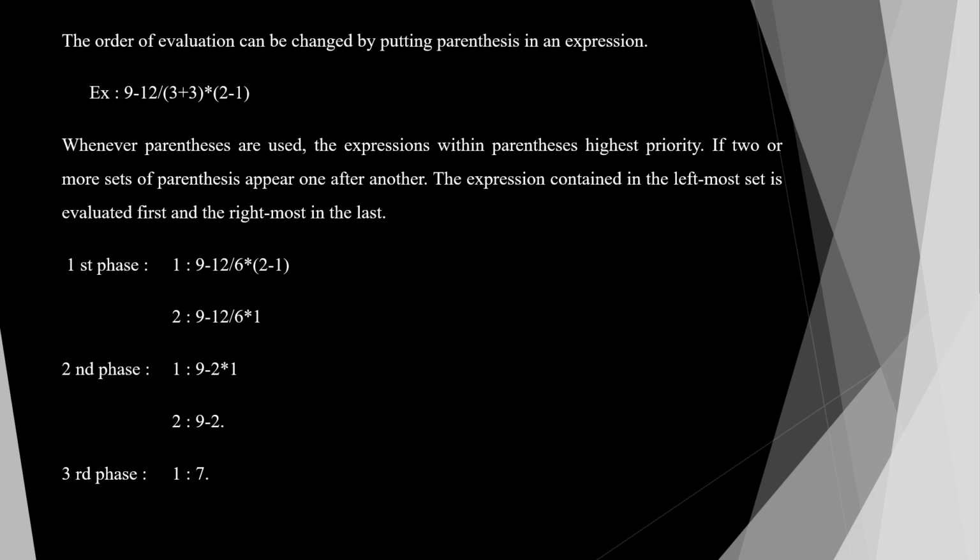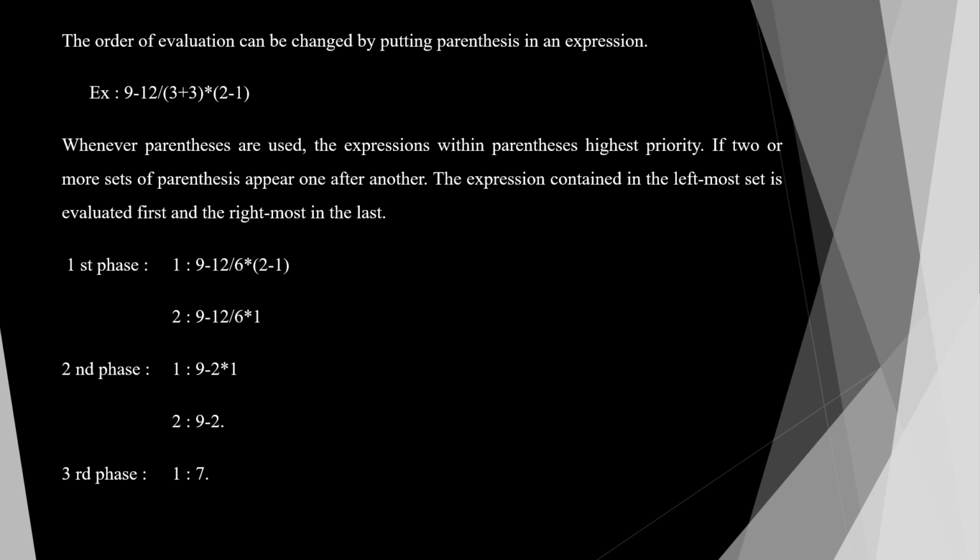So then go to the second phase, 9 - 12 slash 6 star, that is as it is, then within the bracket is 2 - 1. So we have solved this, 6 star 1. Then second phase. After evaluating the first phase, we get the result 9 - 2 star 1.